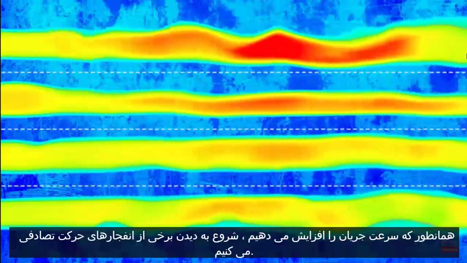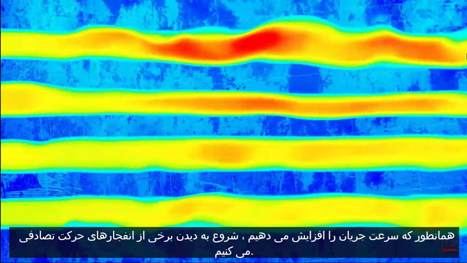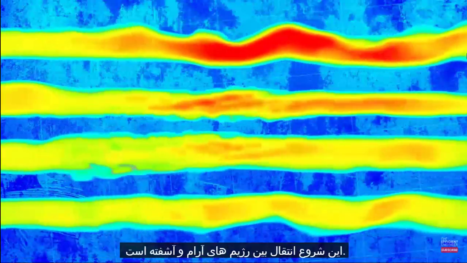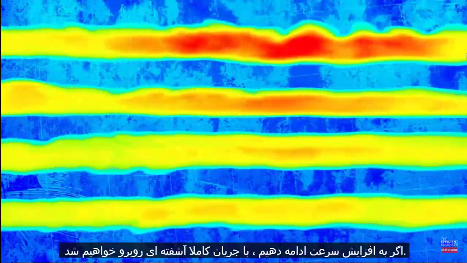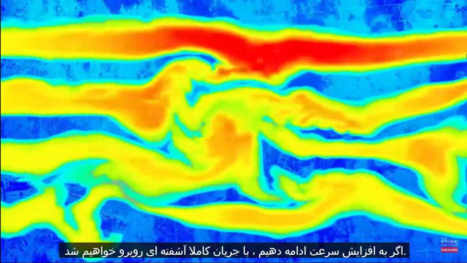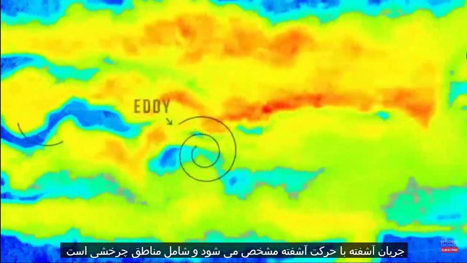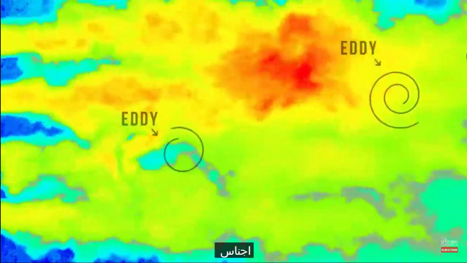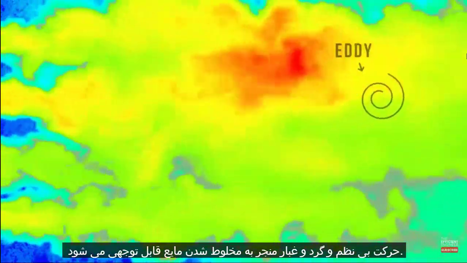As we increase the flow velocity, we begin to see some bursts of random motion. This is the start of the transition between the laminar and turbulent regimes. If we continue increasing the velocity, we end up with fully turbulent flow. Turbulent flow is characterized by chaotic movement and contains swirling regions called eddies. The chaotic motion and eddies result in significant mixing of the fluid.